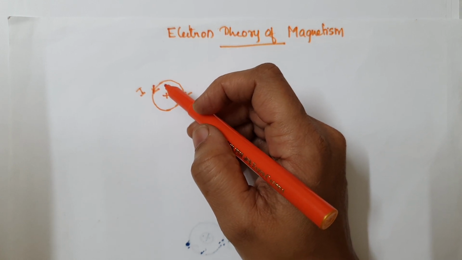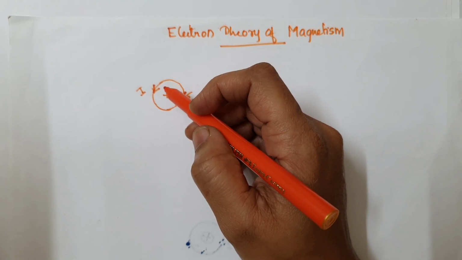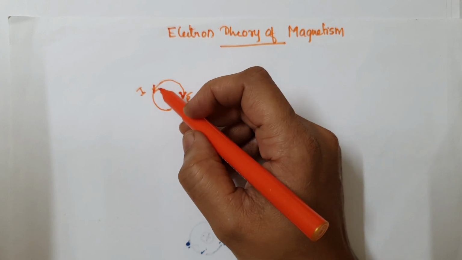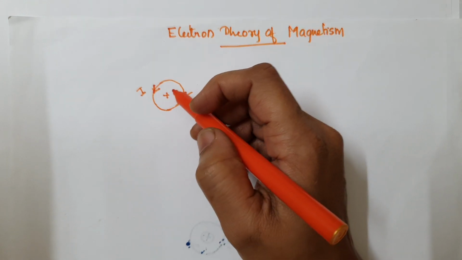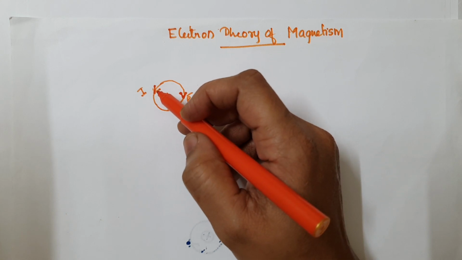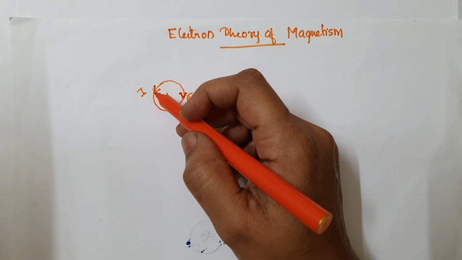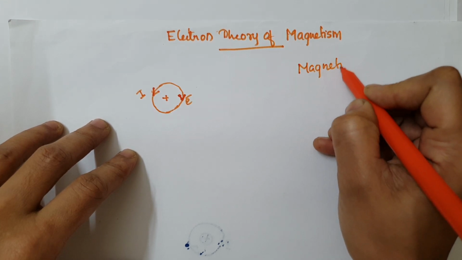That is, the current carrying loop is equivalent to a magnetic dipole, and it has two magnetic poles, north pole and south pole. Then a magnetic moment will be associated with this structure. When an electron moves around a nucleus, it produces a magnetic effect, or a magnetic dipole moment will be induced in it. That is the magnetic dipole moment.